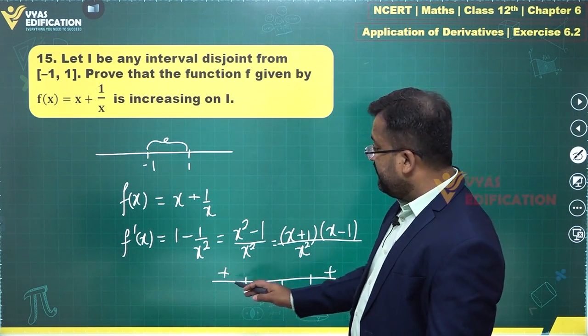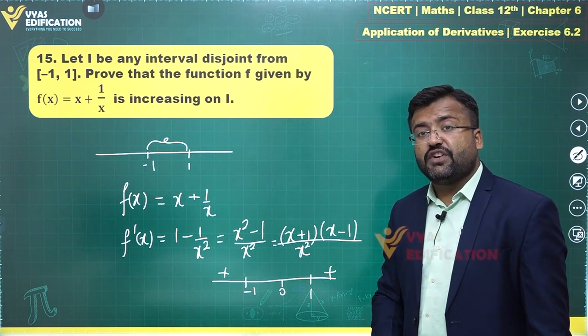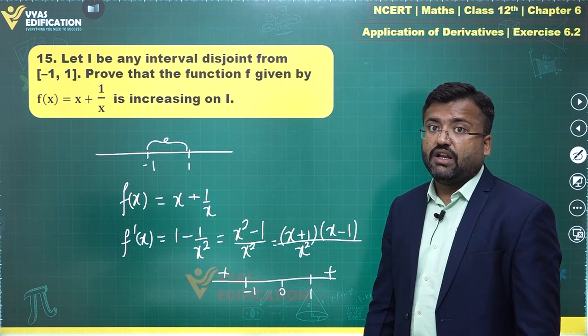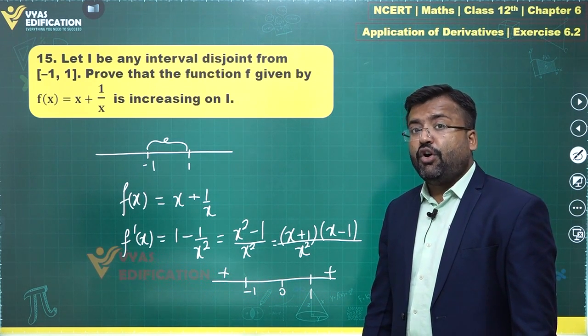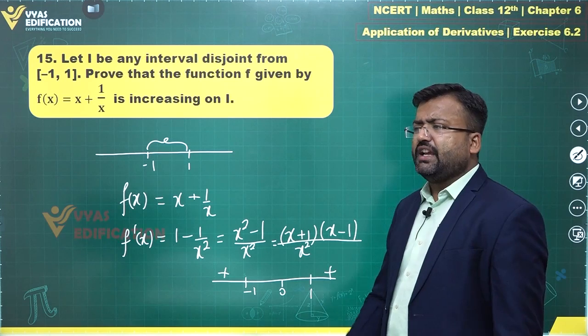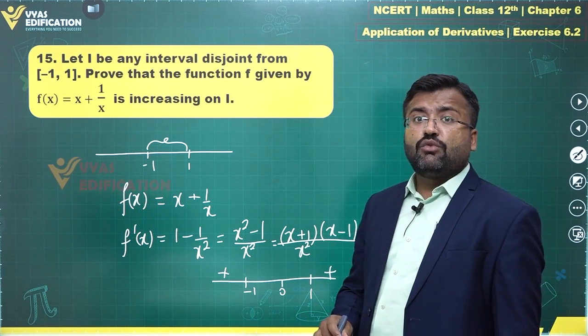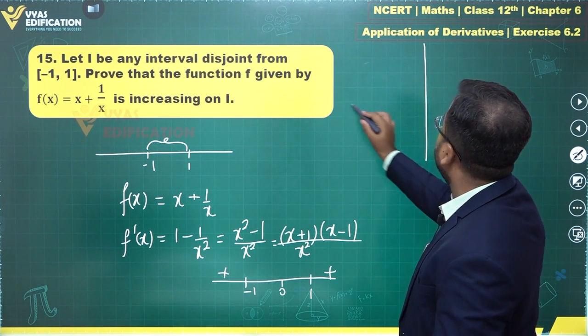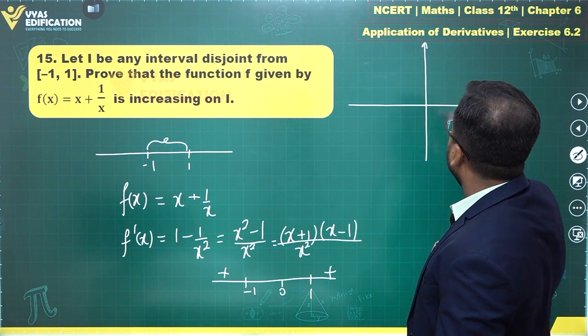Okay. So, in this interval the function is increasing, and in this interval the function is increasing. These are disjoint intervals from minus 1 comma 1. The one more important thing, I will draw the graph of f of x equals x plus 1 upon x in front of you. How do I draw the graph of that? X plus 1 upon x.